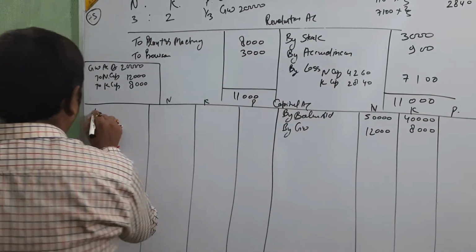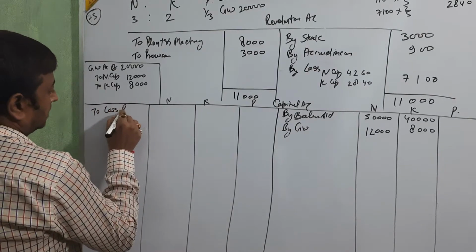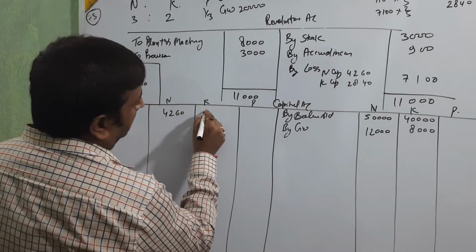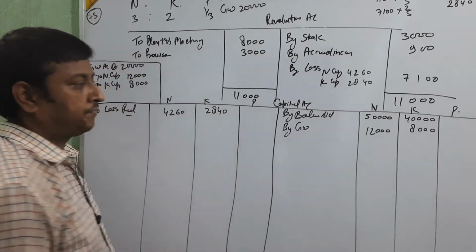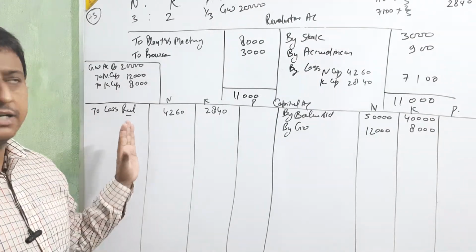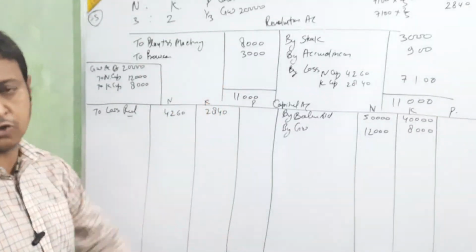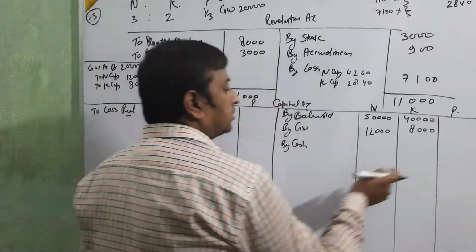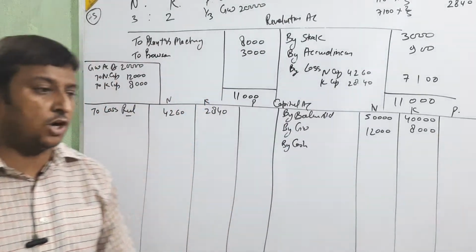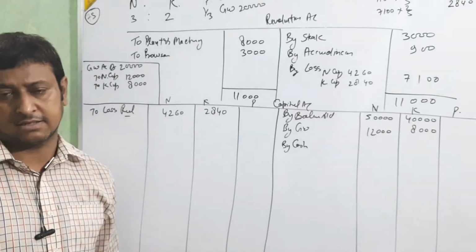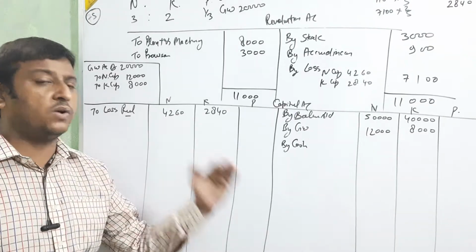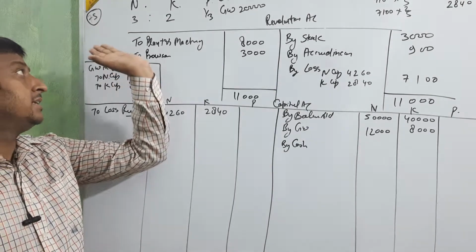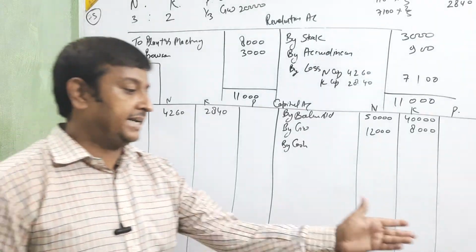Then the loss on revaluation, that amount is 42,600. Okay, beta. Up to this is clear. We are just putting all the heads which are given in the question. Cash is entered here, but as the first entry we are not doing it, so we don't know about the cash. Now we are going to calculate the cash. Just see how we are going to calculate the cash of the new partner by taking the settlement of ratios.